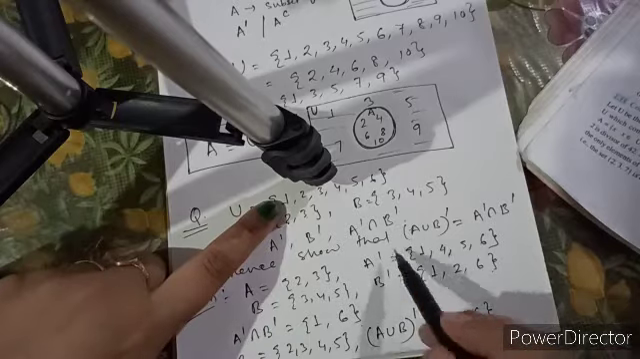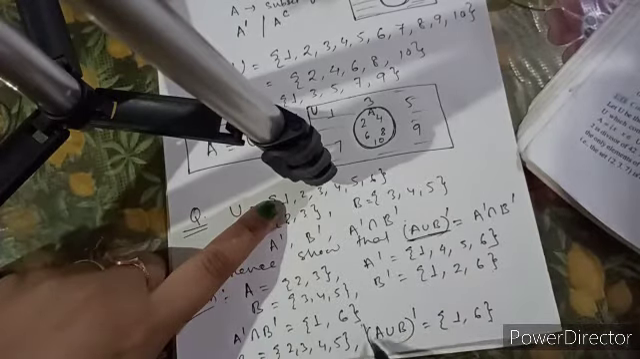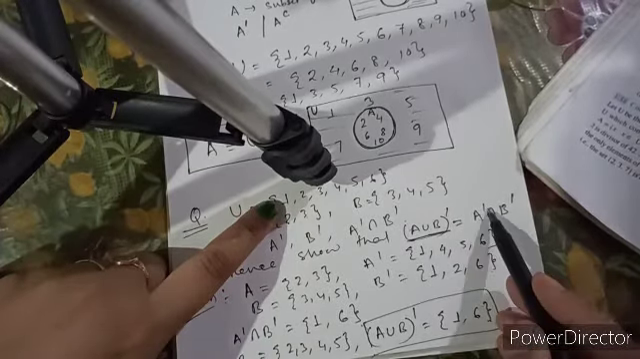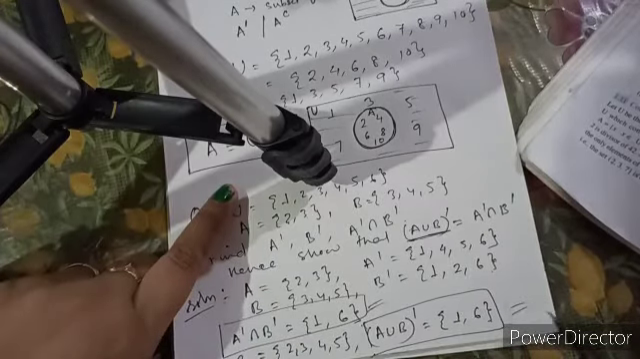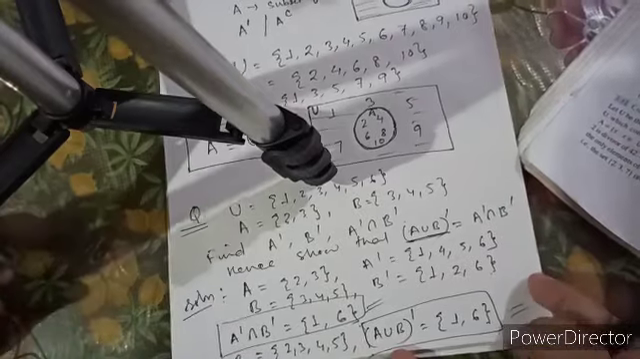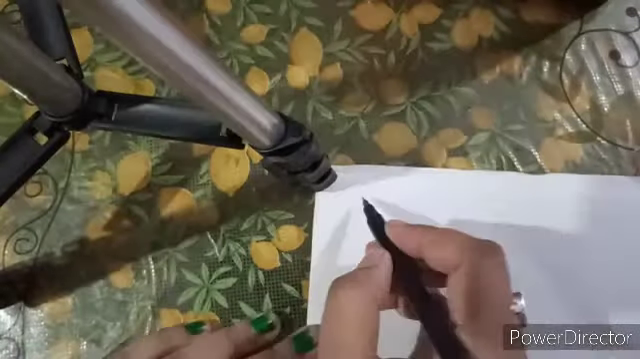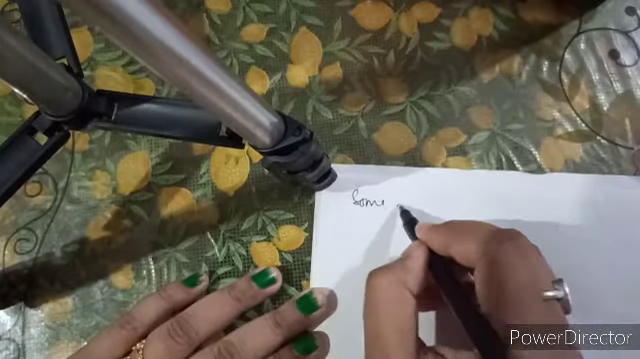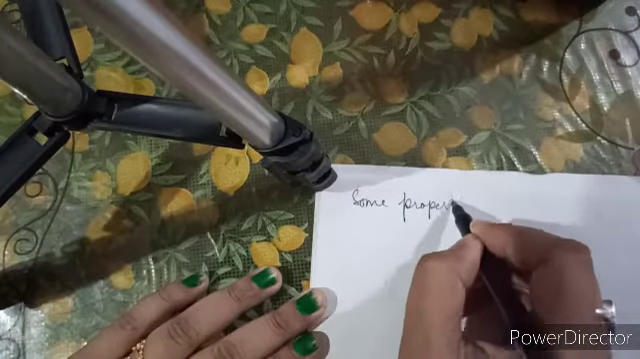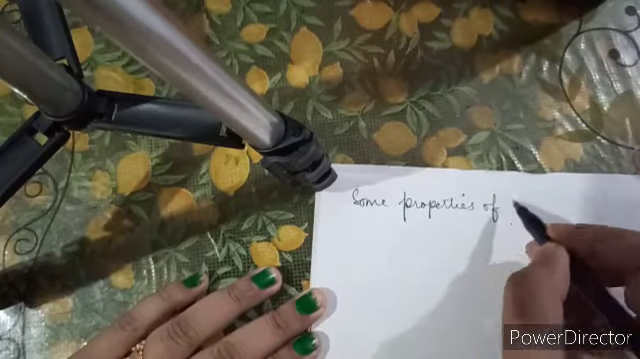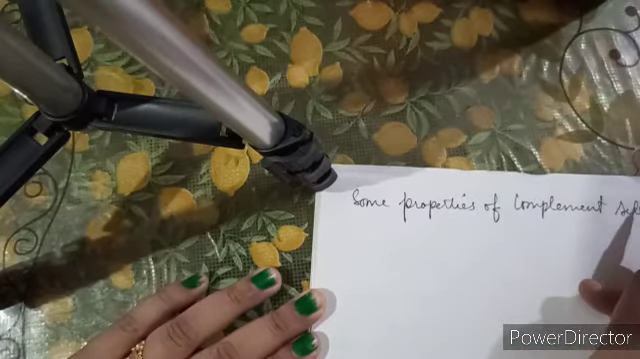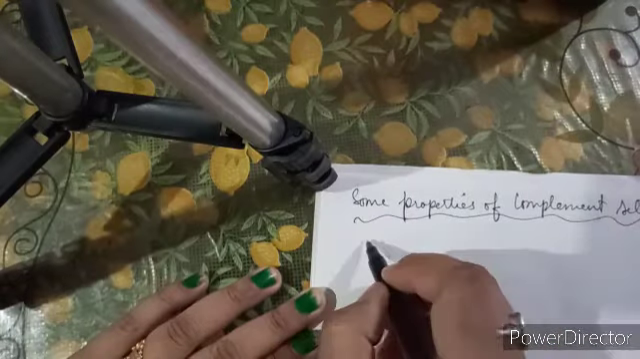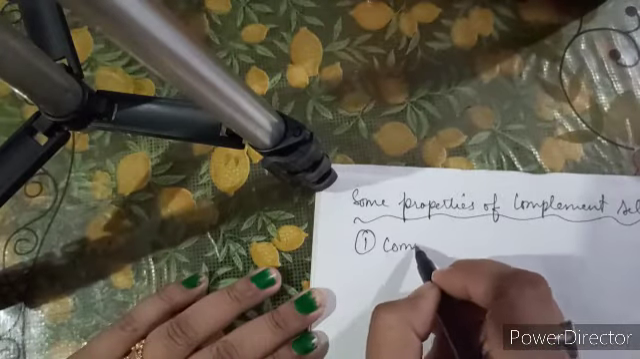Now you have to prove that A union B complement, which is this, must be equal to A complement intersection B complement, which is this. So it is coming out equal. I hope all of you got the idea of what we mean by complement. There are some properties of complement sets.